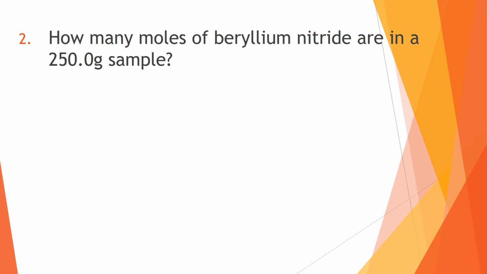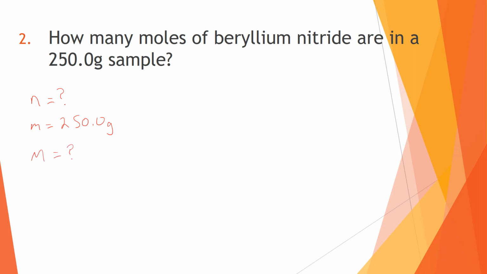Okay, last one. Let's try another one here. Again, calculate the number of moles of beryllium nitride. What are they asking me for? Number of moles. What are they giving me? The mass, 250.0 grams. Make sure that you write out all the numbers, because that's 4 significant digits here now, and that might become important later. And I need to figure out my molar mass.